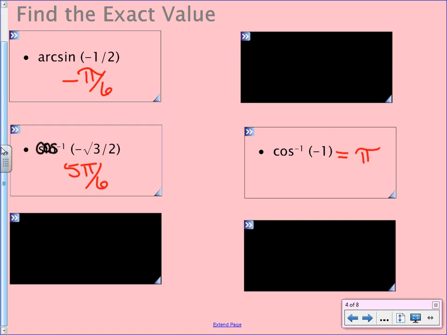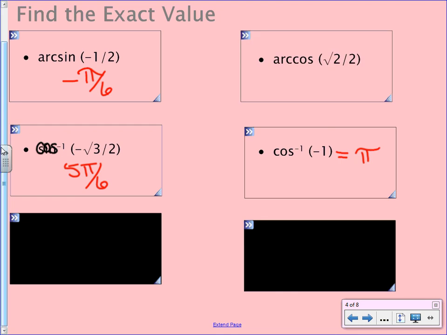All right. Next, which one would you like? The top right. Okay, this shouldn't be bad. The arc cosine of radical 2 over 2. What is it? Pi over 4? If your ratio is positive, it's going to come from the first quadrant no matter what. If your ratio is negative, then it's going to depend on the function. Okay?